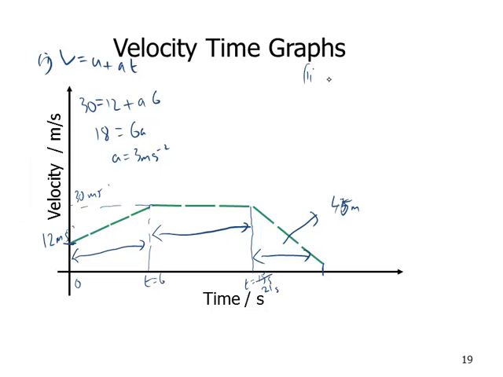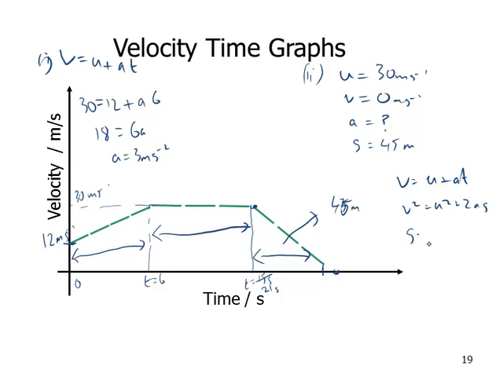Part 2 then is the deceleration, this section here. Now we know that the initial velocity u is 30 meters per second. It's very easy to read off the graph there. That's the initial velocity for this section. Our final velocity v is equal to 0 meters per second. We're looking for a, and we're given that s is equal to 45 meters. Again, what we want to do is we have our 4 equations, and I'll just write them here. v equals u plus at. v squared equals u squared plus 2as. s equals ut plus 1/2 at squared.